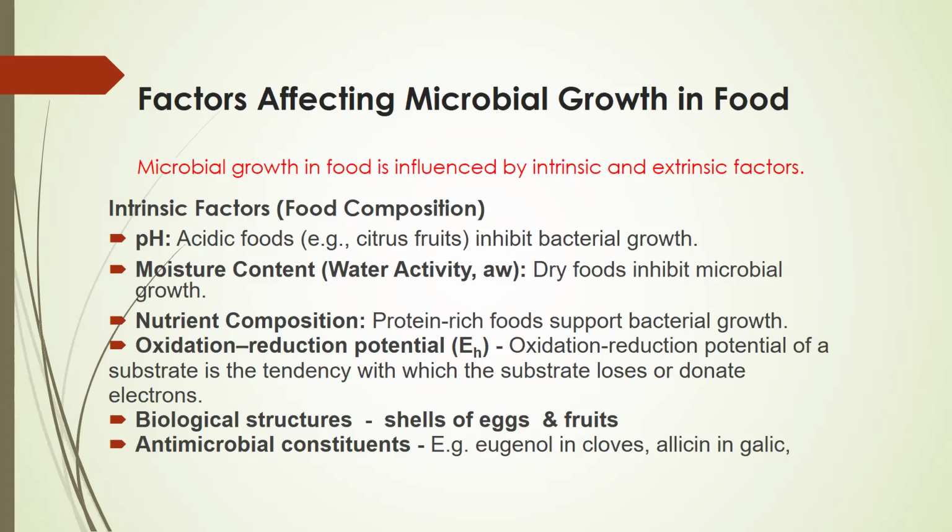So different food have different pH. So acid food like citrus fruits can inhibit bacterial growth because some bacteria cannot withstand acidic condition. Most of the time, bacteria prefer neutral condition for them to be able to grow. So when the food type is acidic in nature, it will take time for it to get spoiled because it will inhibit some bacterial growth.